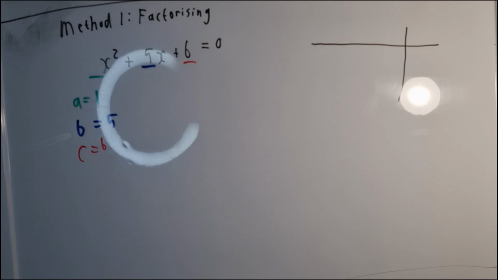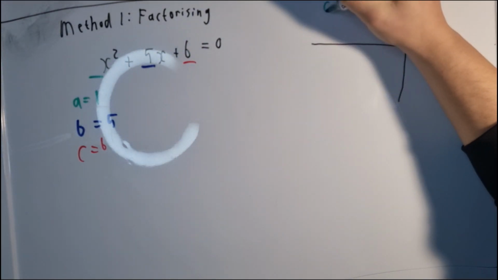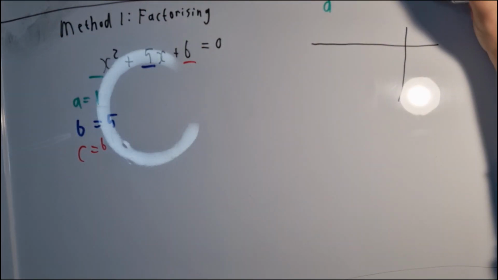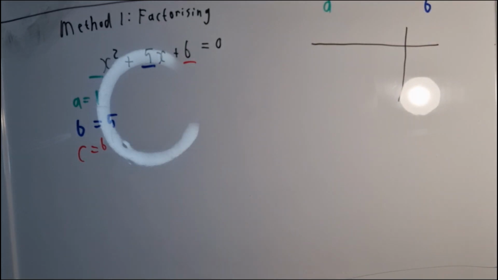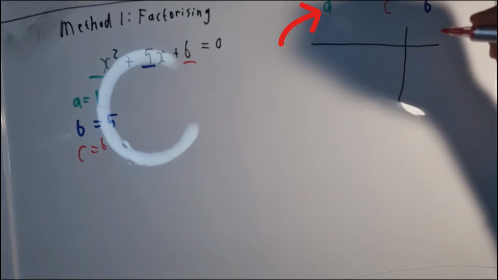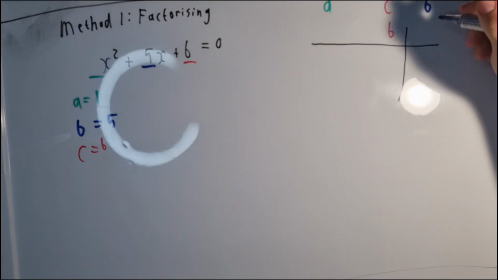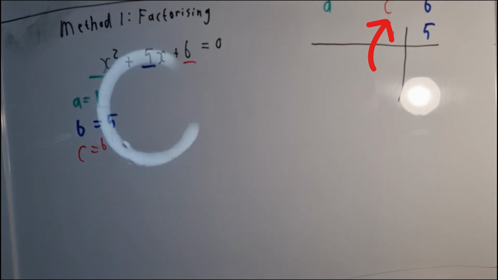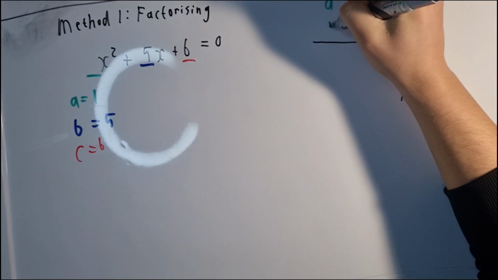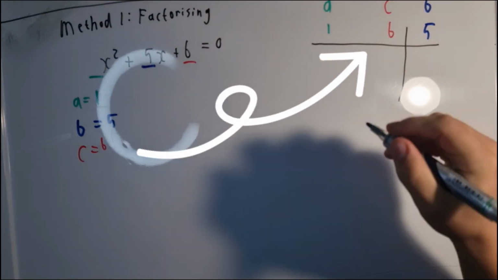Now we're going to put these values into a table to easily solve for x, so we start by drawing a sideways cross. Then we're going to put a in the top left hand corner, b in the top right hand corner after the line, and c in between. Then just simply put their values underneath, but do it above the line.